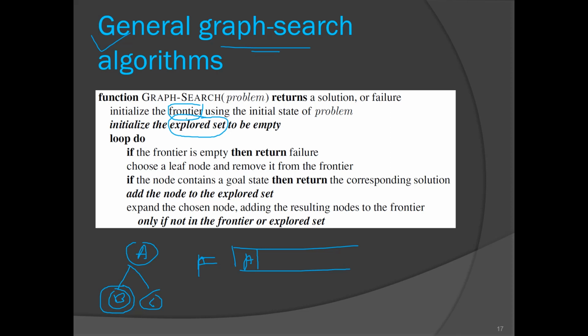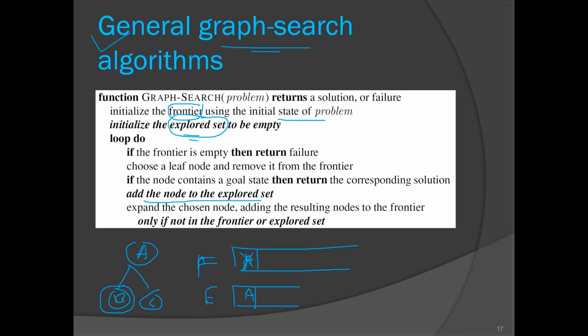Initialize frontier using the initial state of the problem. Initialize the explored set to be empty. So initially you have not visited any node, so our explored set would be empty. Loop do, if frontier is empty, then return failure. Frontier is not empty, choose a leaf node. A is removed. If a node contains a goal state, A is not a goal state. But once you have expanded that node, you have to add the node to the explored set. So A is added to the explored set.